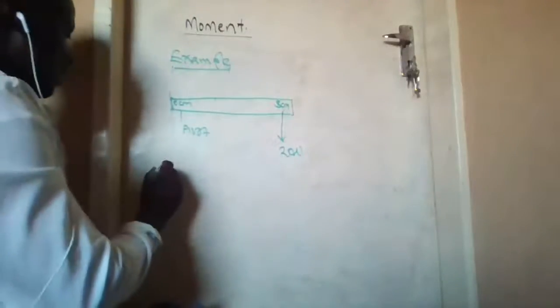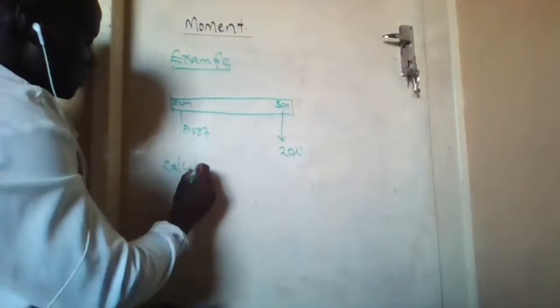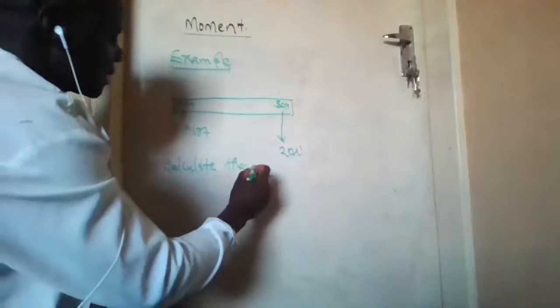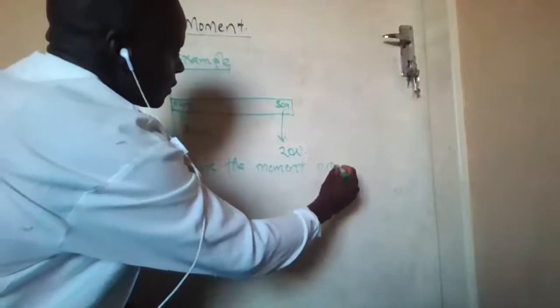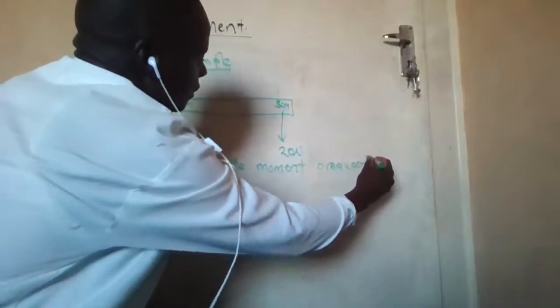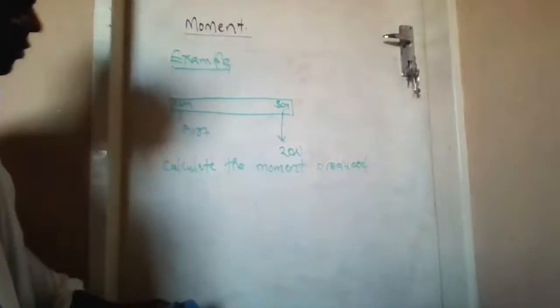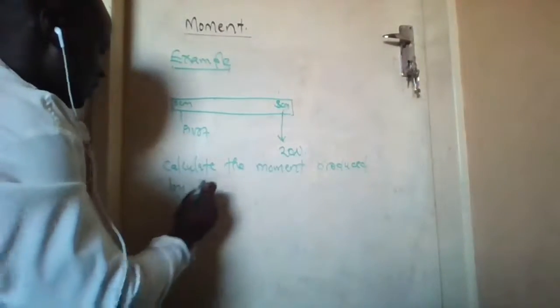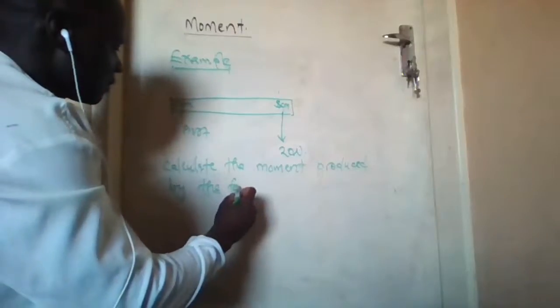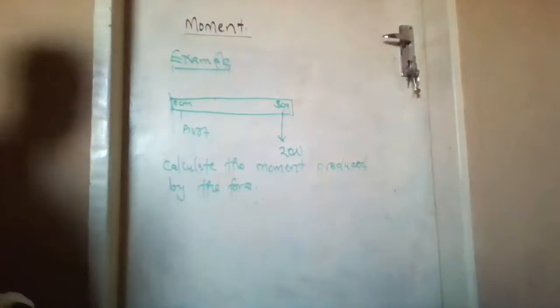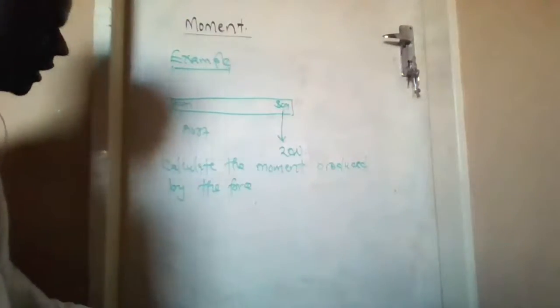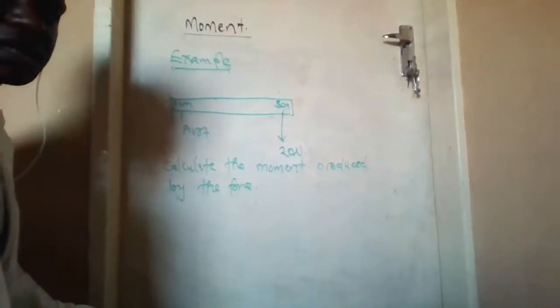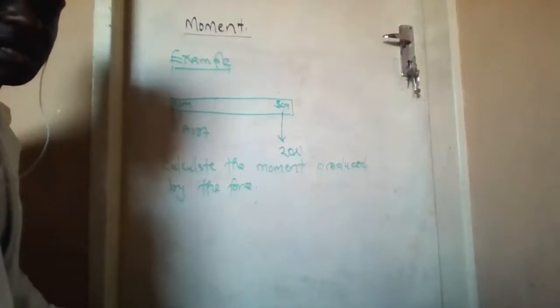then the question goes like, calculate the moment produced by the force. If the question goes like that, what are we going to do? We go back to what I said earlier: whenever a question is given, you make sure that the data is provided in their SI units.